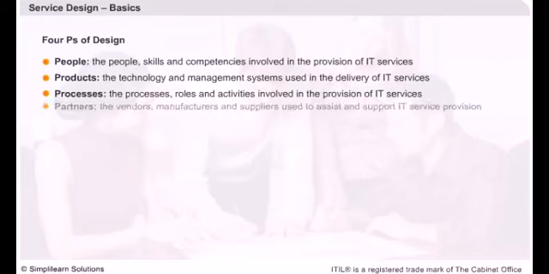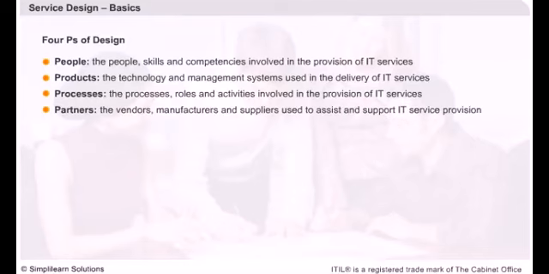There are 4 Ps of design, and they are: 1. People. This refers to the people, skills, and competencies involved in the provision of IT services. 2. Products. This refers to the technology and management systems used in the delivery of IT services. 3. Processes. This refers to the processes, roles, and activities involved in the provision of IT services. And 4. Partners, which refers to the vendors, manufacturers, and suppliers used to assist and support IT service provision. This concept is explained in detail in the design publication.